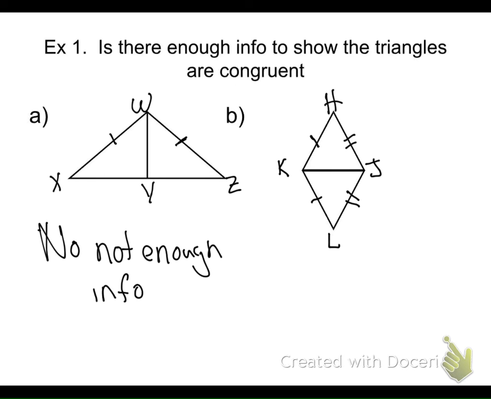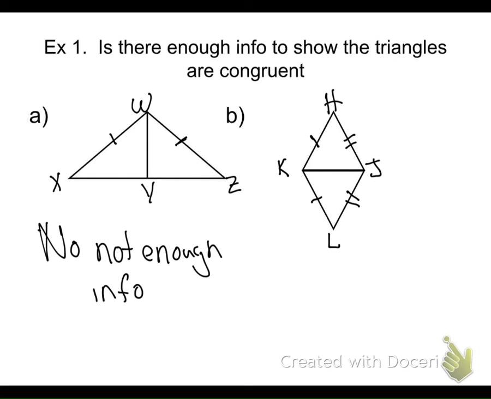Our next one, we see that segment KH is congruent to segment KL, and we see that HJ is congruent to segment LJ. Do we know the included angle or a third side is congruent? We do. We see here that both of them share a third side. Since they share it, that's the reflexive property, and it is congruent to itself. So each of them has that same third side, which has to be the same length because it's the same side.